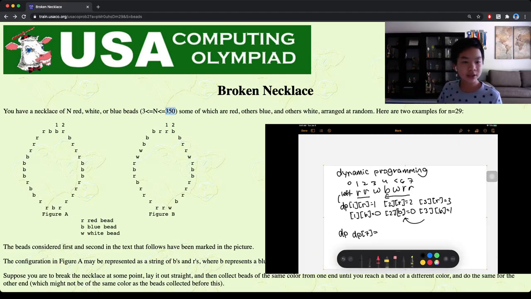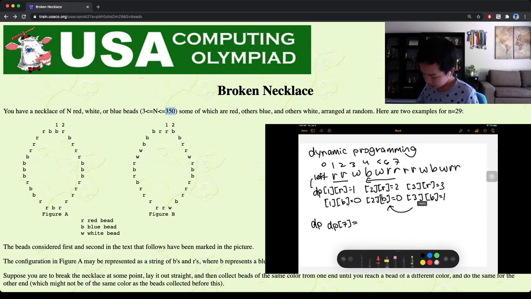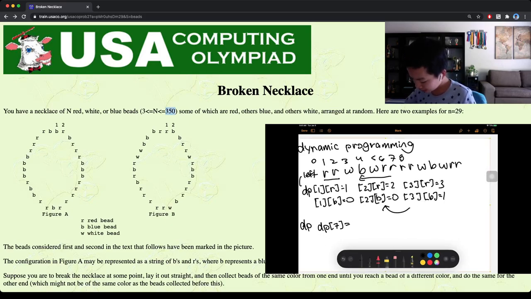Since it's a circular necklace, it's actually easier to just copy the string one more time. So then we can just always take a substring of length n to calculate the answer. So in this case, we would just add more characters in the duplicate form. RRWBWRR. All right. So this is 7, 8, 9, 10, 11, 12, 13, and 14.